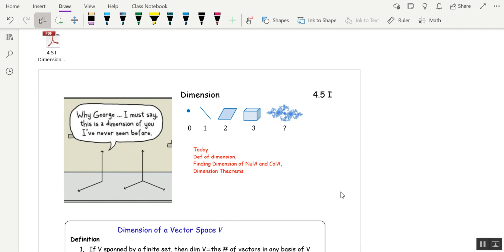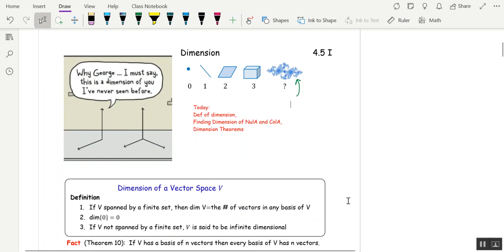To the first half of section 4.5, which is dimension. So today we want to make precise the definition of the dimension of a vector space. We have a feeling for dimension, like lines are one-dimensional, but that feeling can sometimes break down, for example, what is the dimension of a fractal? Don't worry, we won't be finding dimensions of fractals today, just vector spaces.